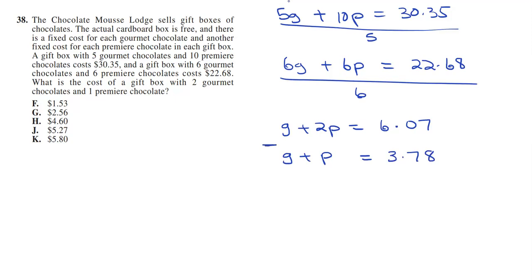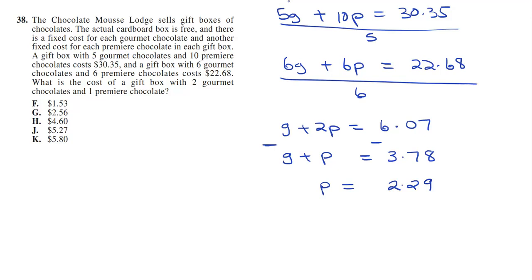So we just subtract. So the Premier is going to be equal to, we subtract right here. This is 9, this is 2, this is 2. So Premier is $2.29. And then Gourmet is going to be subtracting this. So this is going to be $1.49.